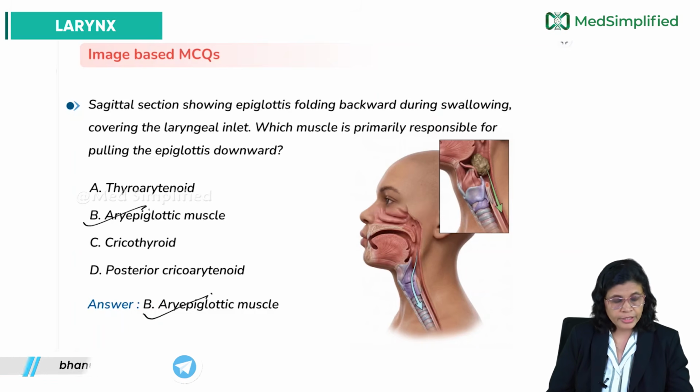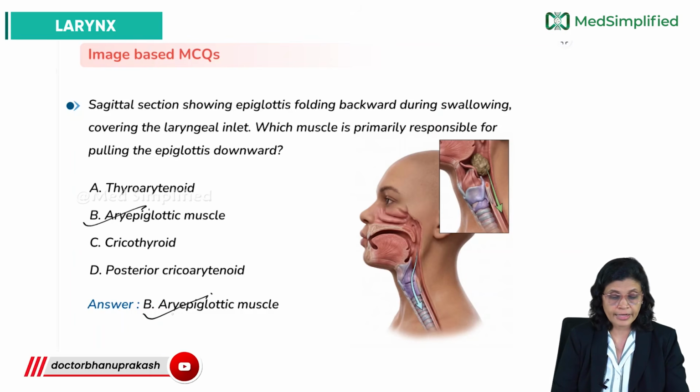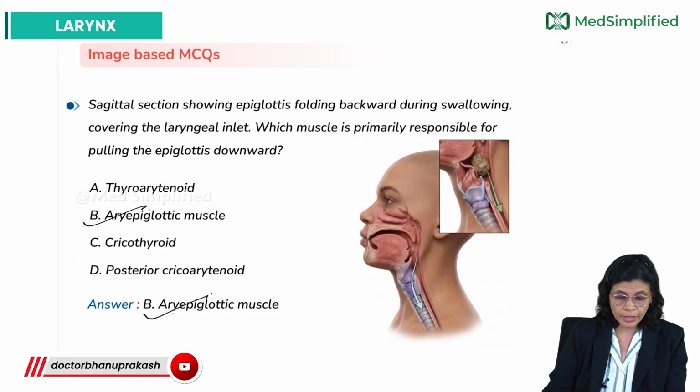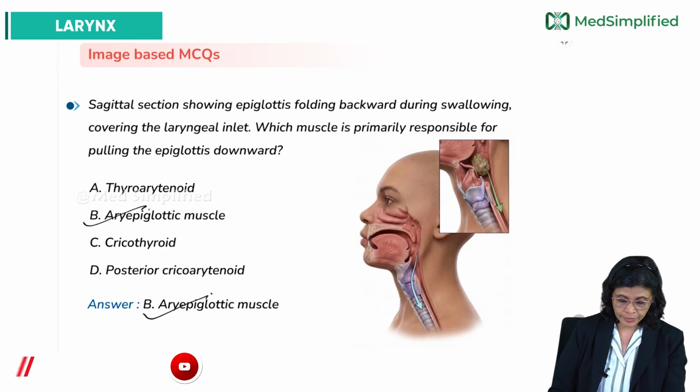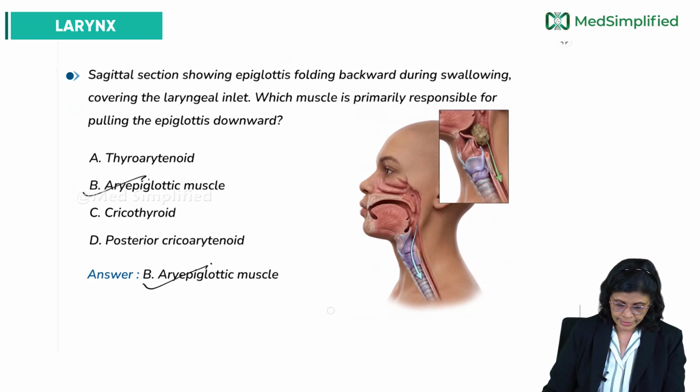Posterior cricoarytenoid is an abductor, lateral cricoarytenoid is an adductor, thyroarytenoid is basically a relaxer, and cricothyroid is basically a tensor of the vocal cords. That is how we rule out, and the aryepiglottic muscle is the one which closes the inlet.